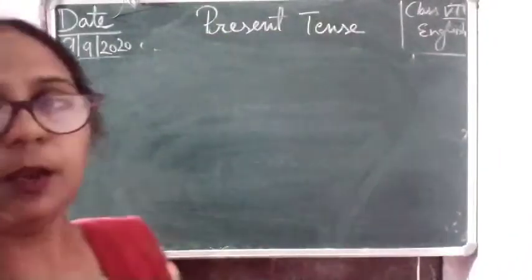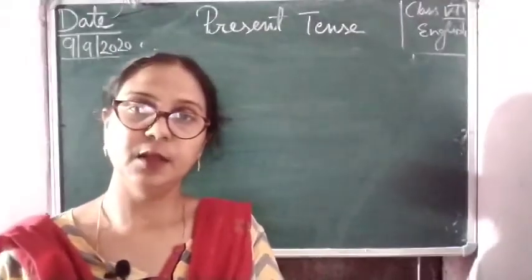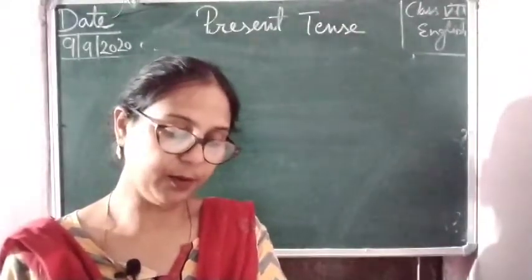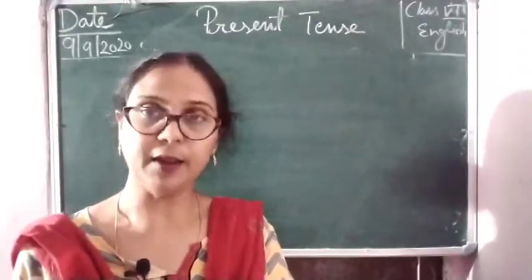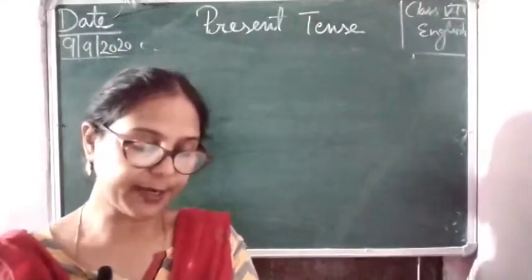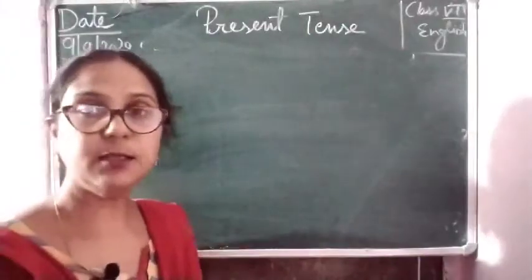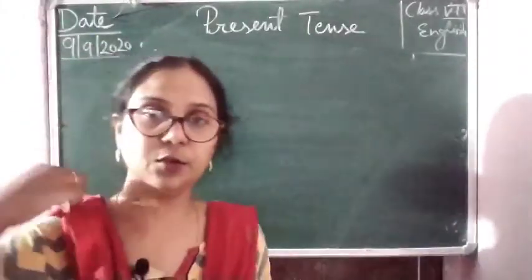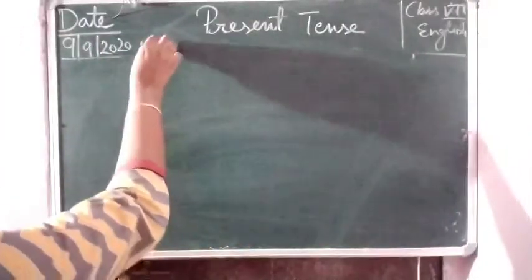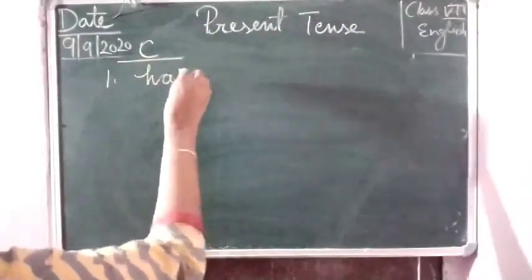Which is given in your Mastering Grammar book, page number 98, exercise number C. Fill in the blanks with appropriate verb formed from the brackets. Ganesh dash has or is having a good collection of storybooks. So now, because it's showing the possession of a particular person, that is why we are going to choose has. This is exercise number C, and first is has.